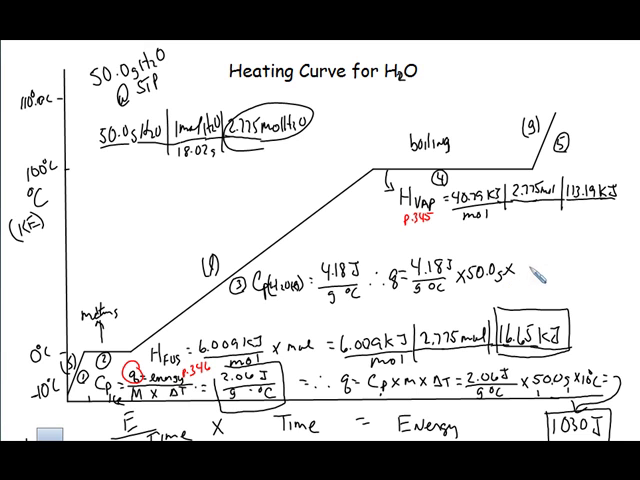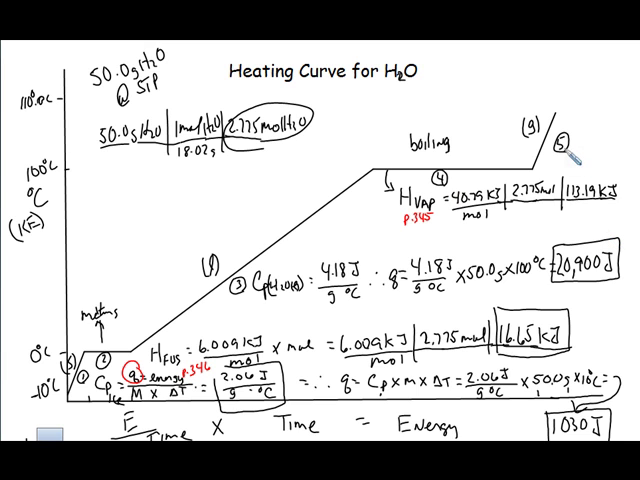Multiplied by, this time, what's the change in temperature? It's 100. We're going from 0 degrees all the way up to 100, so it's a 100-degree temperature change. And that's going to give us a huge step in terms of energy, okay? So it's going to be 4.18 multiplied by 50 multiplied by 100, and that's going to be 20,900 joules. You agree with that? Yeah. 20,900 joules. That's step 3.